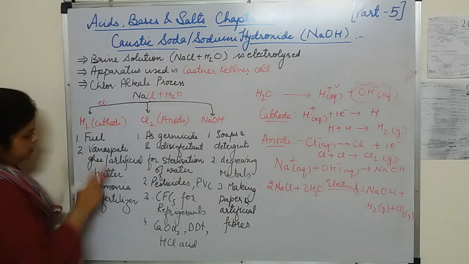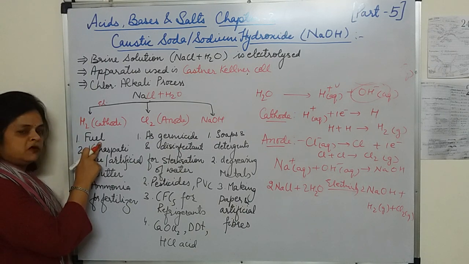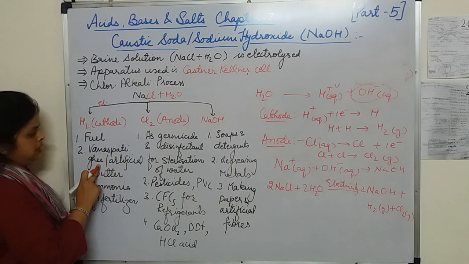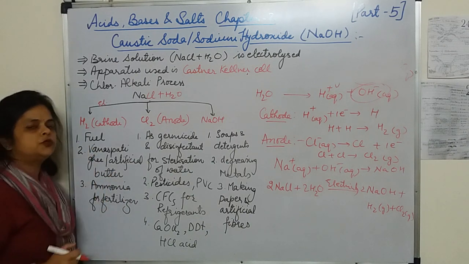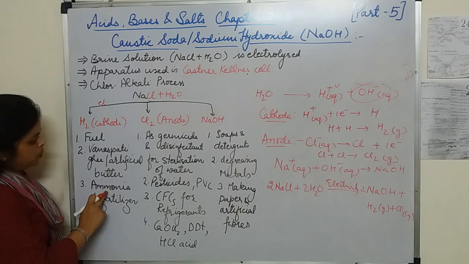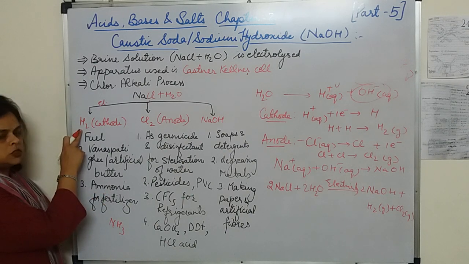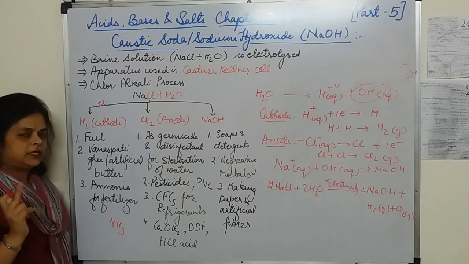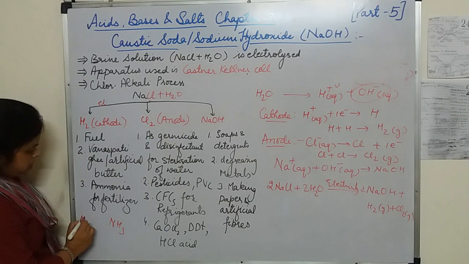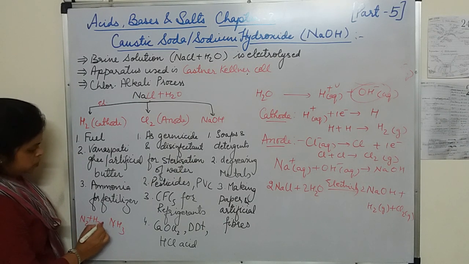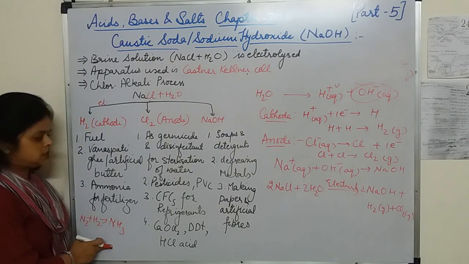Now their uses. Hydrogen gas, we know that liquid hydrogen is used as a fuel. Vanaspati ghee and artificial butter are also prepared with hydrogen by the process of hydrogenation. What is the formula of ammonia? NH3. Hydrogen is used to prepare ammonia by Haber's process, that you will study in higher classes. Nitrogen, when it combines with hydrogen, forms ammonia, and the process name is Haber's process.